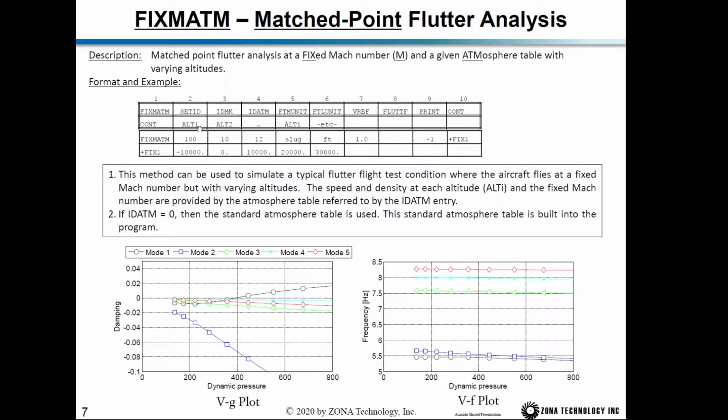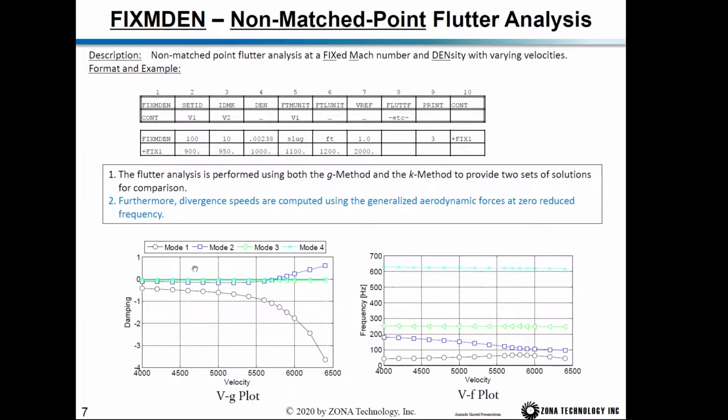So for a given altitude, you can calculate the corresponding velocity and the density at this altitude based on the Mach number. Then you can calculate the dynamic pressure at each altitude, and you can plot the damping with dynamic pressure, frequency with dynamic pressure, and in this case, it flutters at the dynamic pressure of 400.